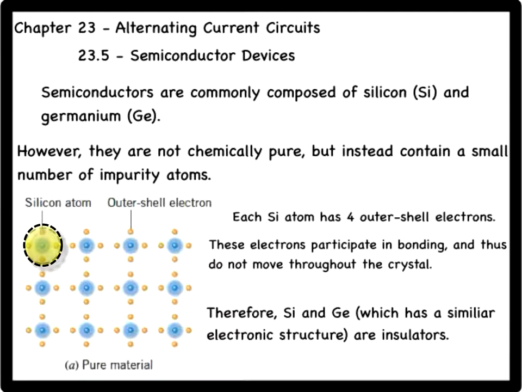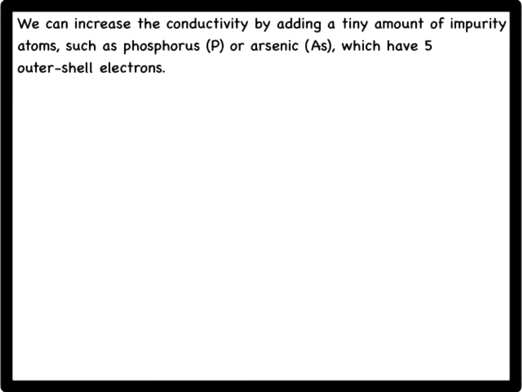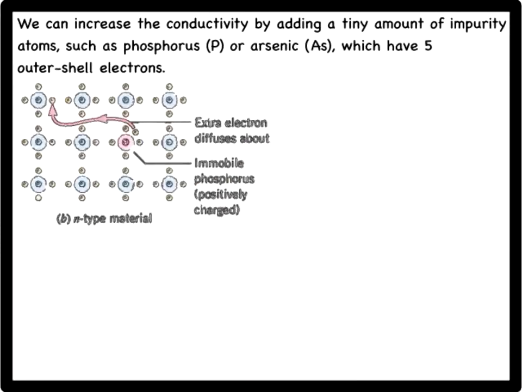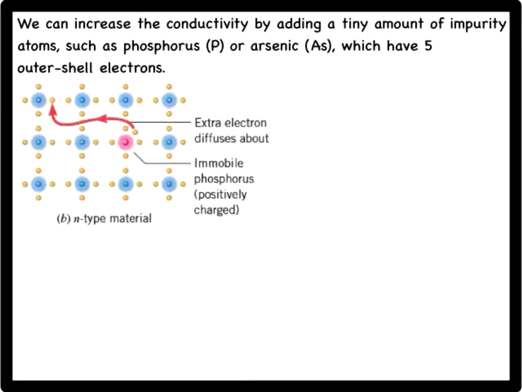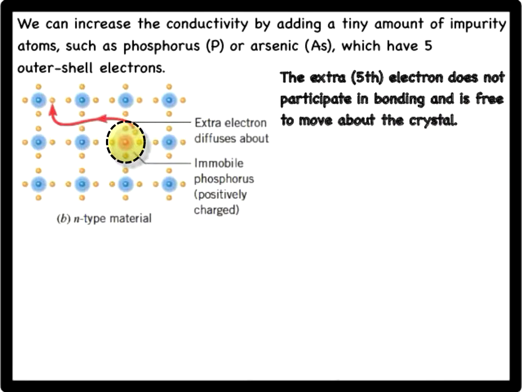It is possible, however, to increase their conductivities, i.e. reduce their resistivity, by adding tiny amounts of impurity atoms such as phosphorus or arsenic, whose atoms have 5 outer shell electrons. For example, when a phosphorus atom replaces a silicon atom in the crystal, only 4 of the 5 outer shell electrons of phosphorus fit into the crystal structure and participate in the bonding. The extra 5th electron does not fit in, and it is relatively free to diffuse or move throughout the crystal, as Part B of the drawing suggests.